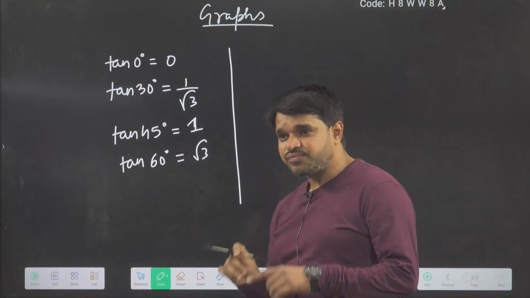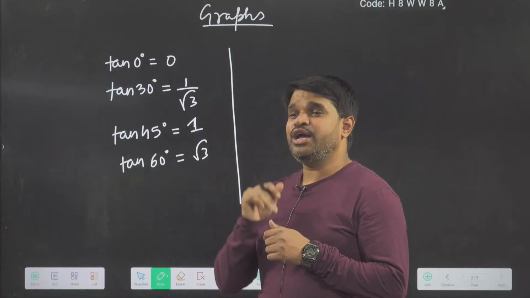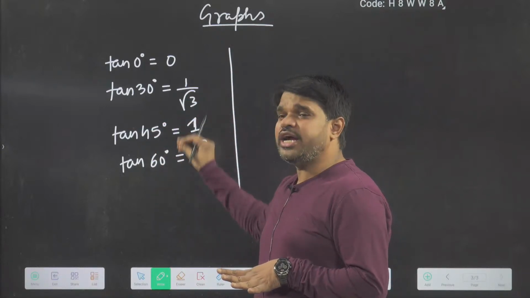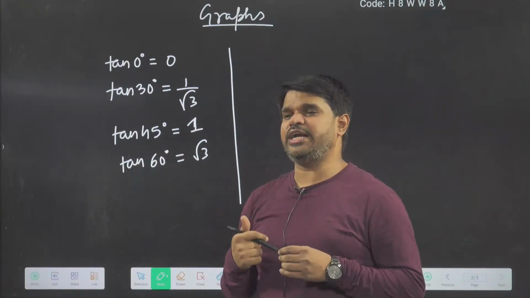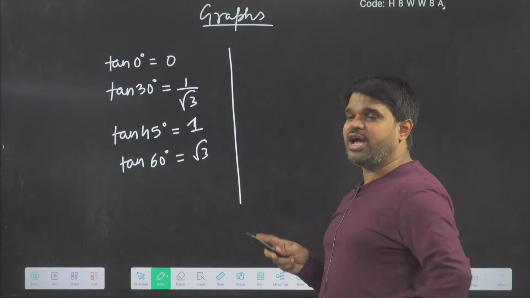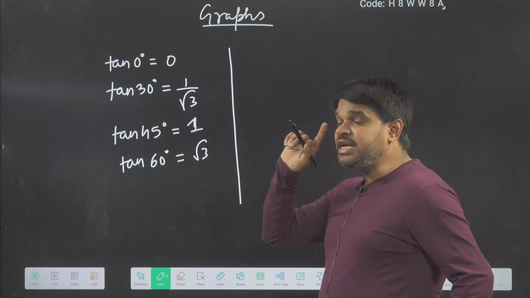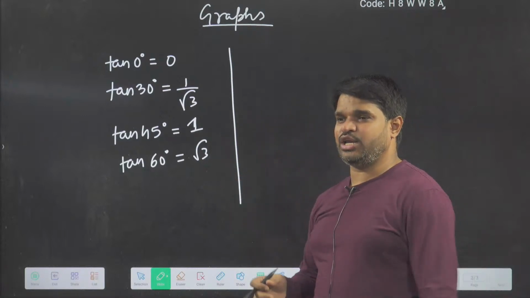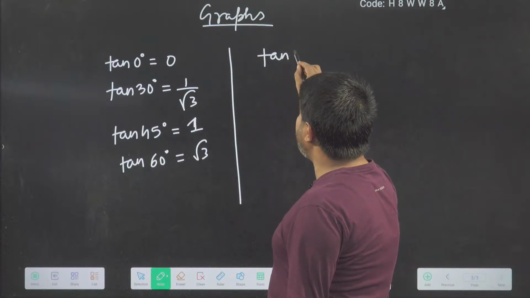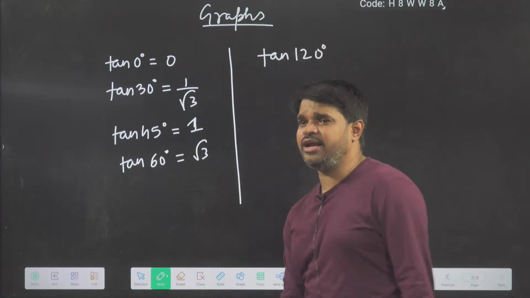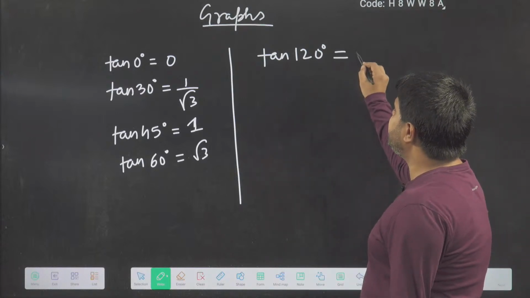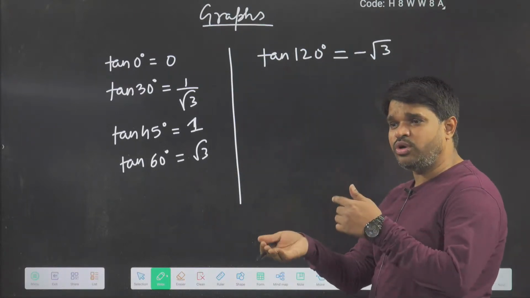Now tan 90 is not required. Up to your 10th standard, you take trigonometric ratios only up to 90 degree. But now we are going to discuss tan theta values after 90 degree also. After 90 degree we have one angle, tan 120 degree. Now the value of tan 120 degree is minus root 3. You have to take it as it is.